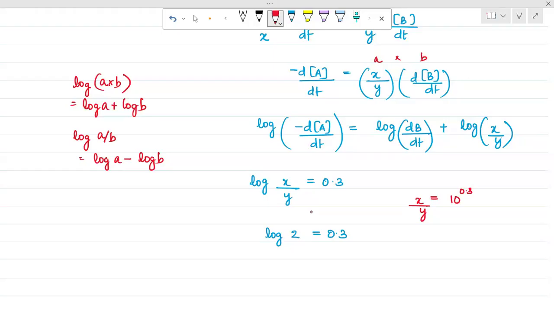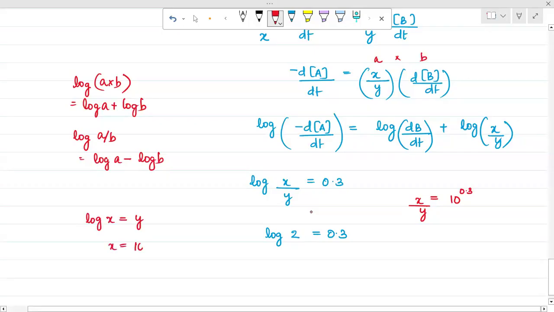Okay. I hope you know how to take anti-log. Let's say you have log x is equal to y. Anti-log on both sides means x is equal to 10 to the power y. Same. So when you do this in calculator, x by y raised to 10 to the power 0.3, you will get 2. Which means x by y is equal to 2. Which means x is equal to 2 and y is equal to 1.